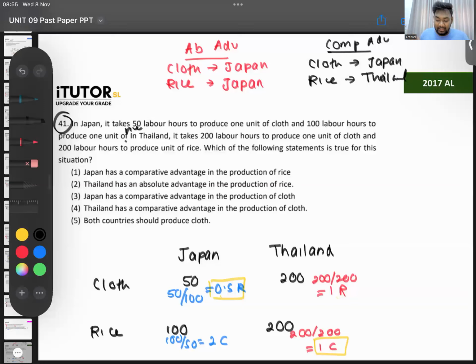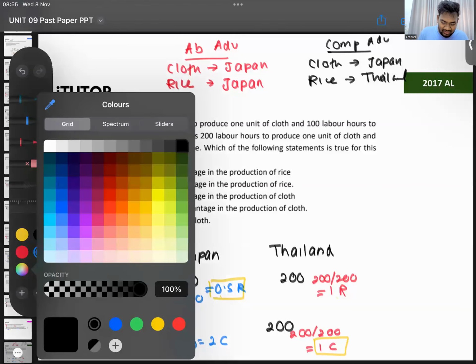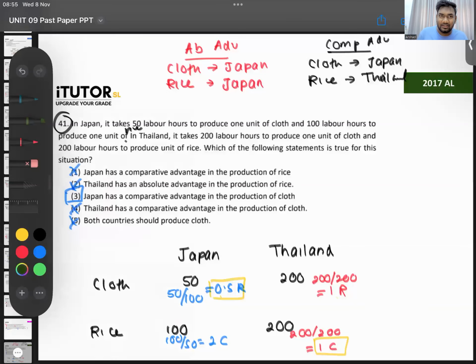Based on this, now you give your answer. Nothing hard. Japan has the comparative advantage in rice? No, Japan has it in cloth. Thailand has the absolute advantage in rice? Thailand doesn't have any. Japan has the comparative advantage in cloth? Yes. Thailand has the comparative advantage in cloth? No. Both countries should produce cloth? No. So the answer is number 3. It's the same question they keep asking every time. If you get this right, it's like a free mark in your paper. From your 50, 2 marks are almost guaranteed.